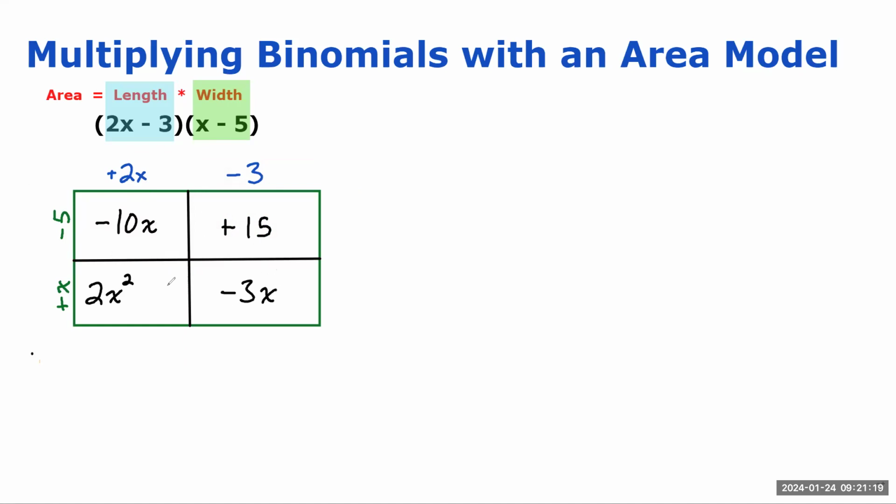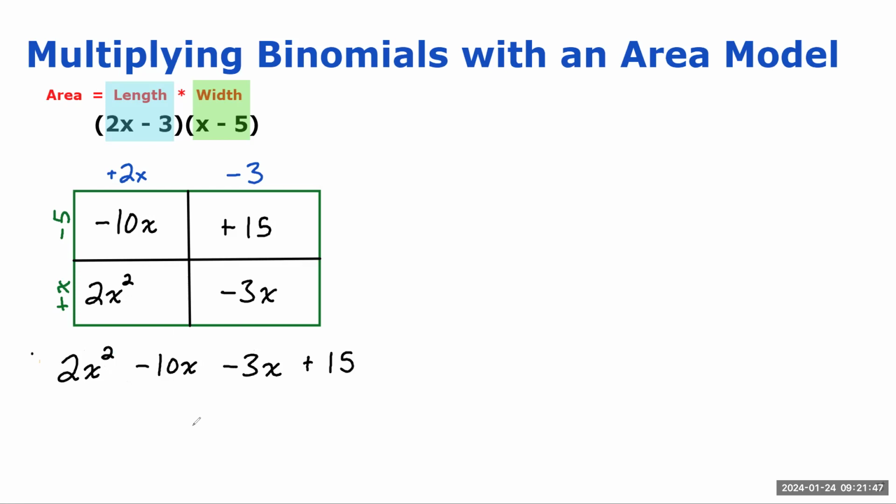So we've got our four terms in black, and now we're going to line them up in standard form, starting with the variable with the greatest power and moving on down to the constant that doesn't have a variable associated with it. So rewriting that all out, it's going to look like 2x squared minus 10x minus 3x plus 15.